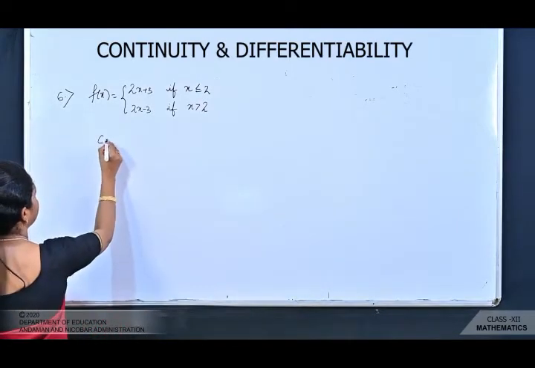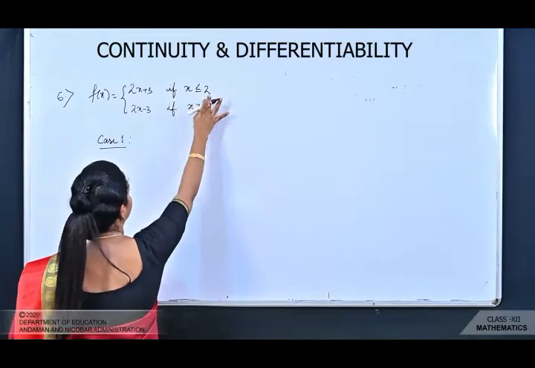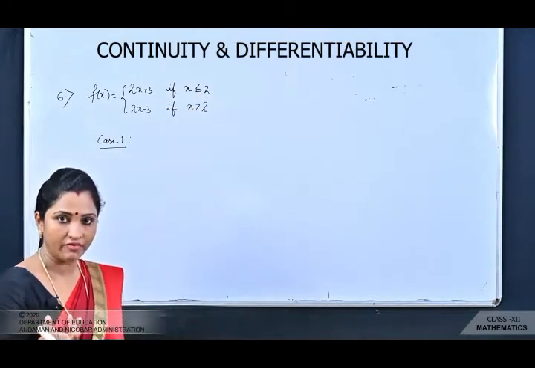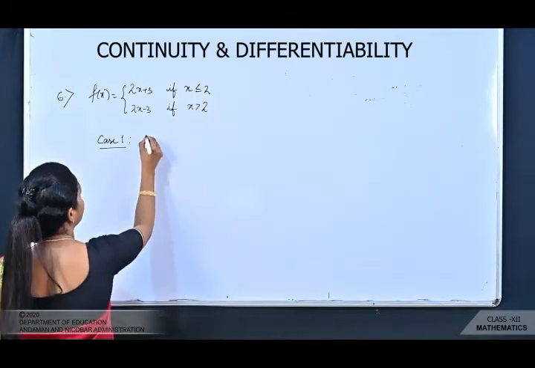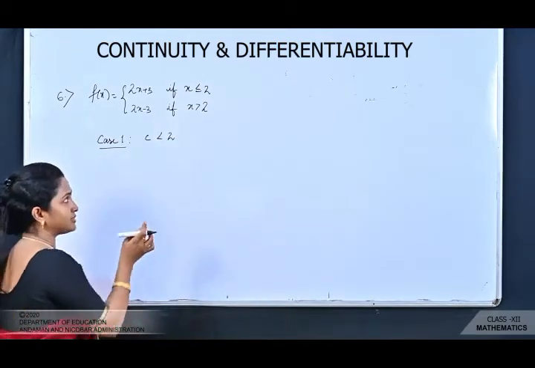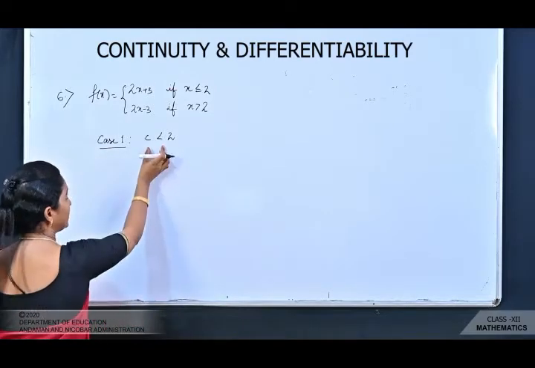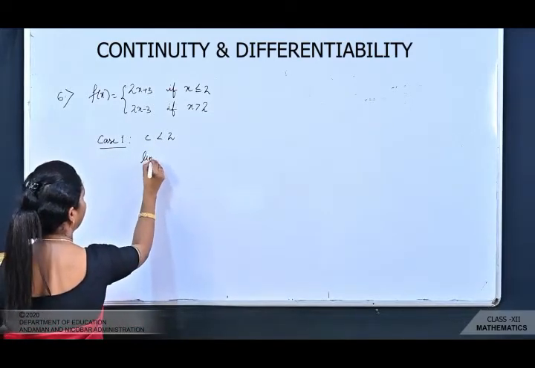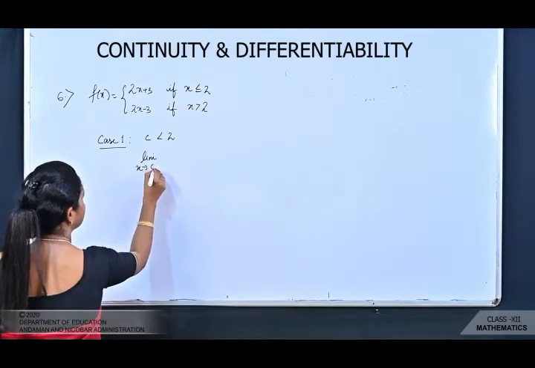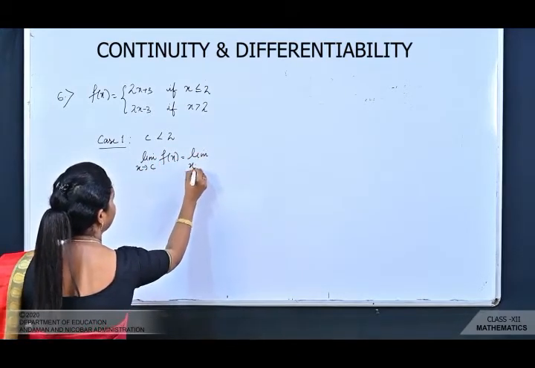Case 1. The case 1 is we will take a real number. Again C we will take a real number. Now C is less than 2. Here three cases arise. C is less than 2, C is greater than 2 and C is equal to 2. So C is less than 2. Again we will apply the definition limit x tends to C.